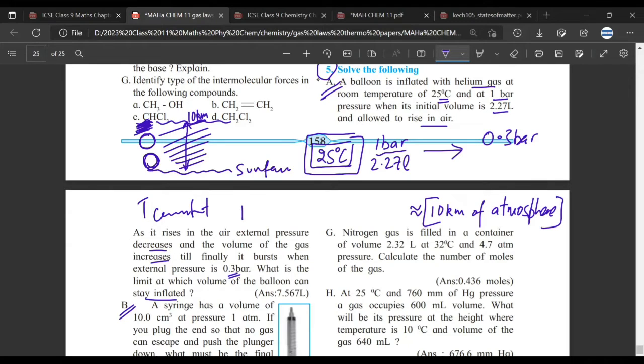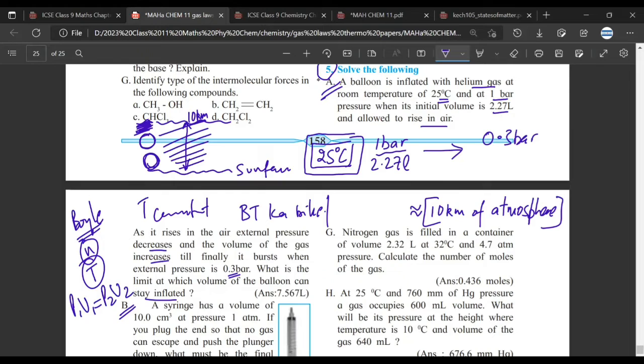Boyle's law is applicable. And what is Boyle's law? As per Boyle's law, the number of moles and the temperature should remain constant. So P1 V1 would be equal to P2 V2.